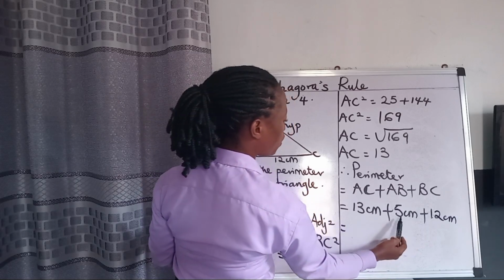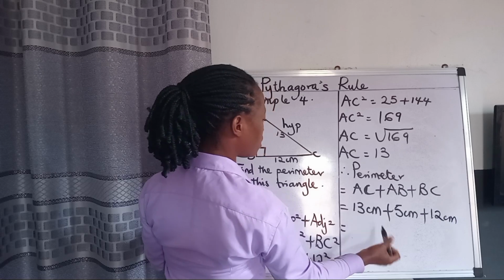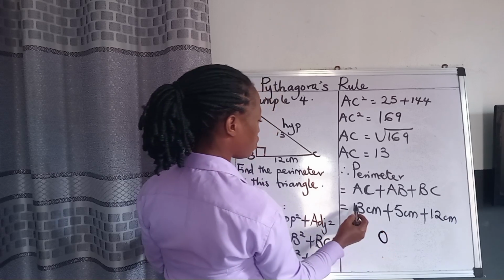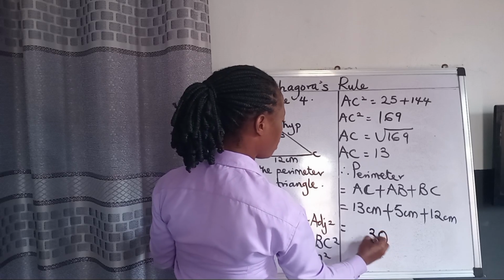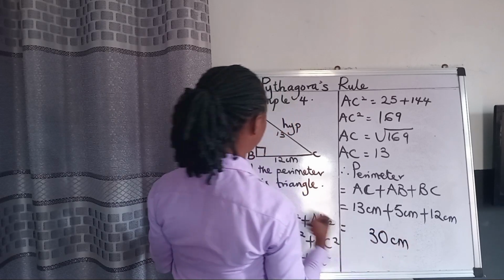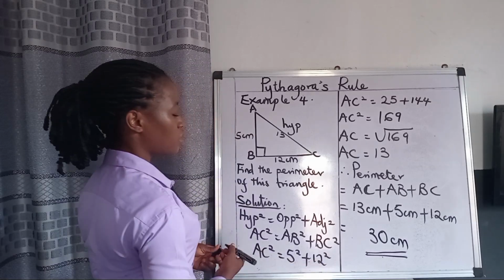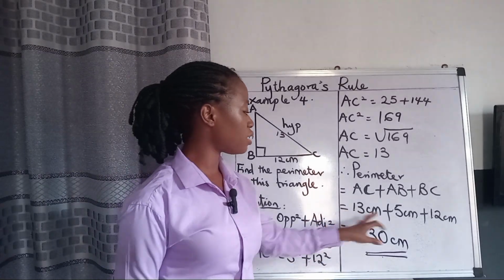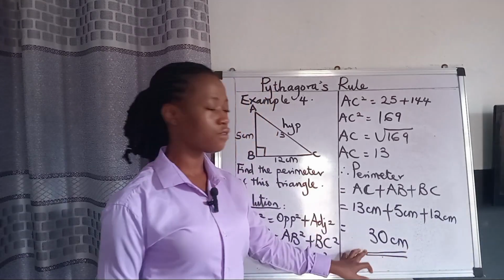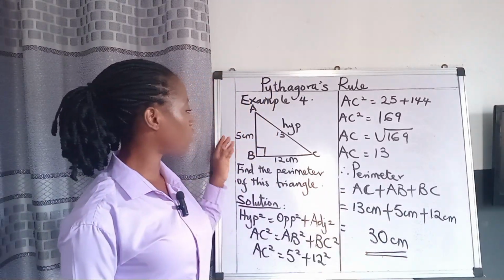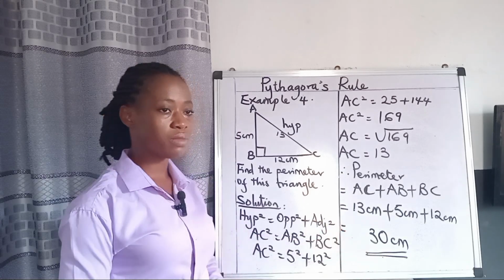So 5 plus 2 plus 5 is 7. 7 plus 3 is 10. Take 1. 1 plus 1 is 2. 2 plus 1 is 3. Therefore, the perimeter of this right angle triangle is 30 centimeters. You can say 13 plus 5 is 18, and 18 plus 12 will give you 30. So the perimeter of this right angle triangle is equal to 30 centimeters.